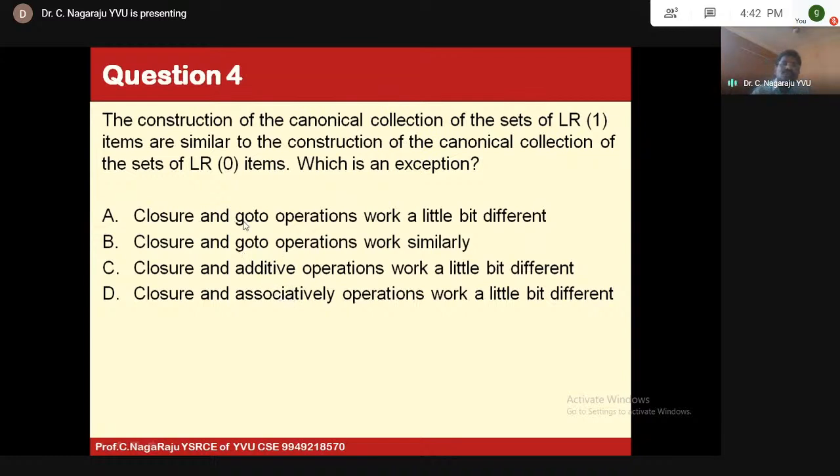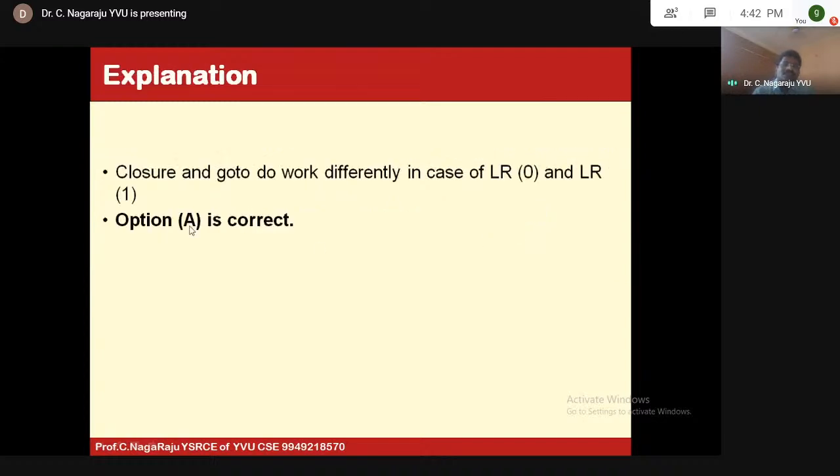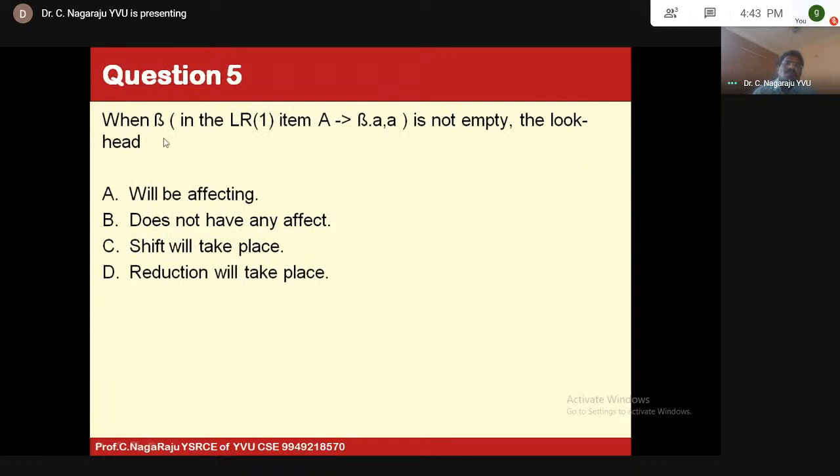So that's why closure and goto operations work with a bit of difference. In LR0 and LR1, that is the only difference. In the next class, I will explain what the difference is. When B is in the LR1 item, A tends to B dot A comma a, and a is not an empty lookahead.